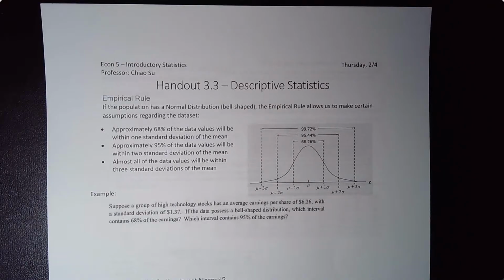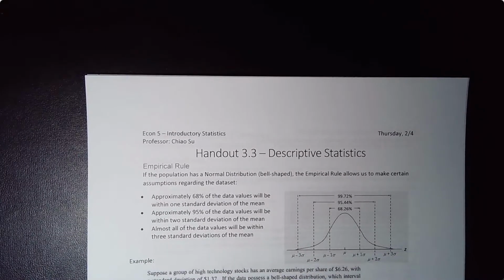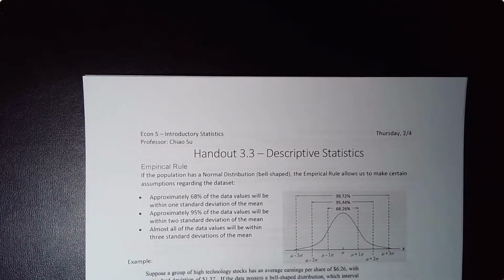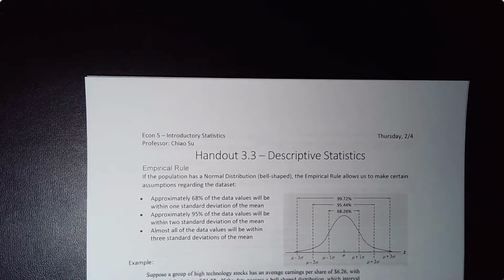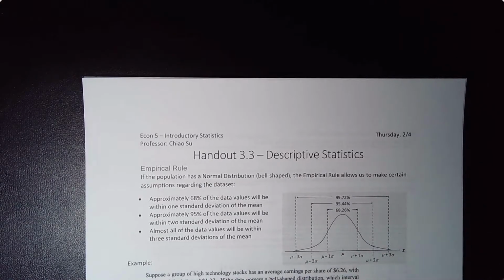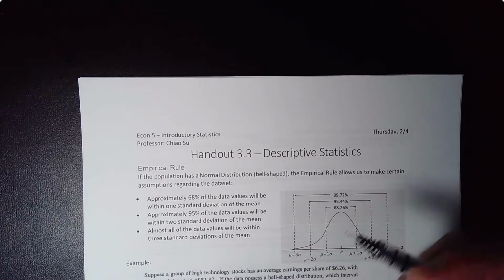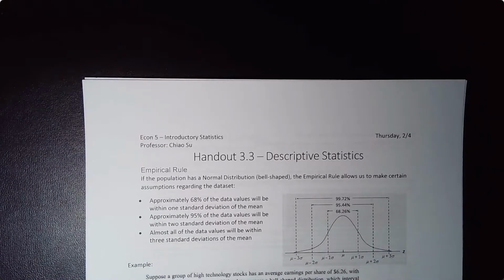All right, handout 3.3. Okay, just a quick recap. In chapter 2 we talked about the shape of the distribution, the graphical representation, and in chapter 3 we have numerical measures of it. But let's go back to the shape for a moment. We want to be able to use these two, the graph and the numerical descriptions, interchangeably.